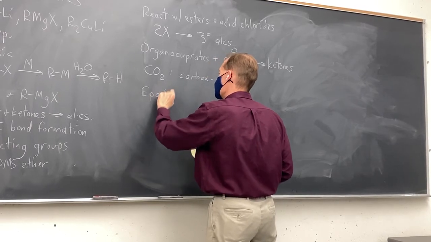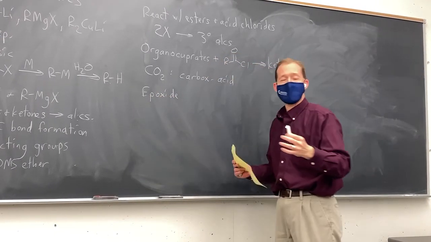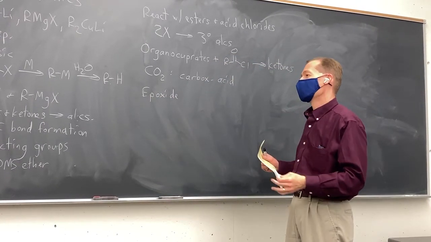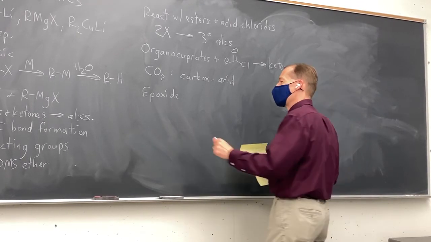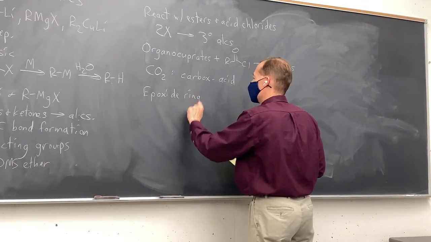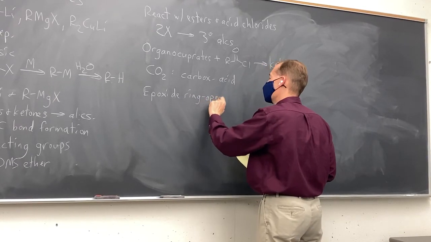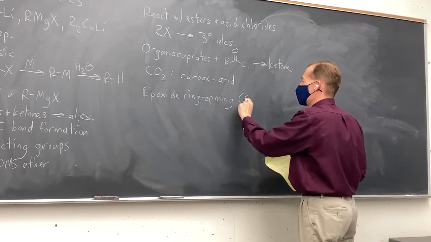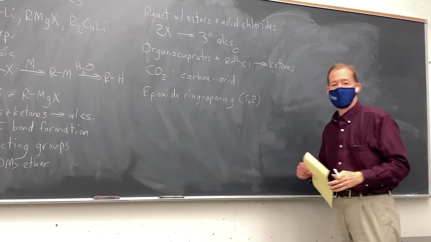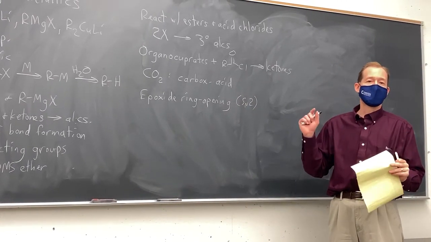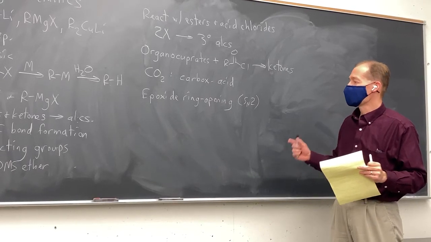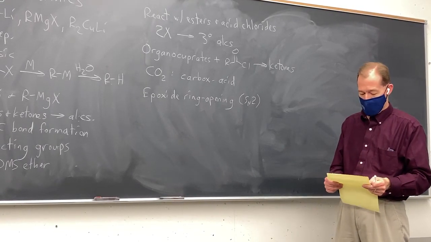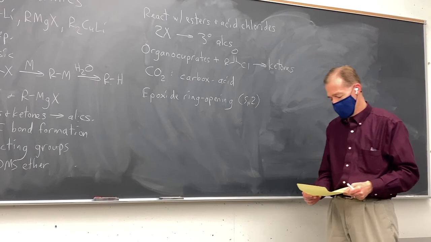Epoxides are the one type of electrophile that all three of our organometallics will react with in the same way. They will all perform ring opening of epoxides, and that's going to be the SN2 ring opening of epoxides, which proceeds by backside attack on the less substituted carbon of the epoxide. Okay?